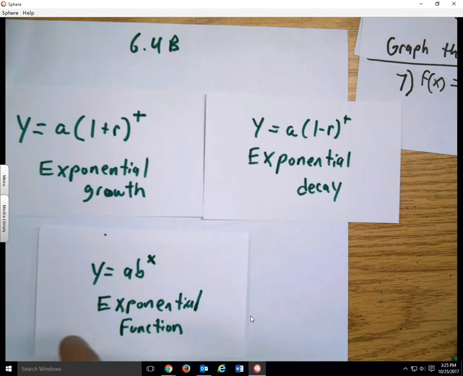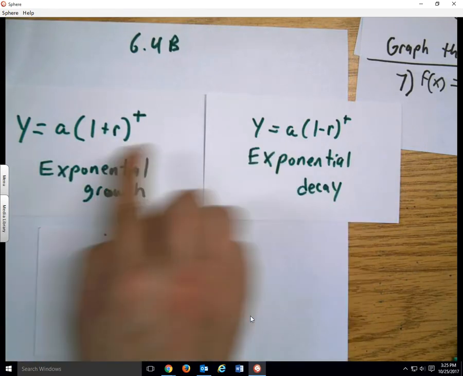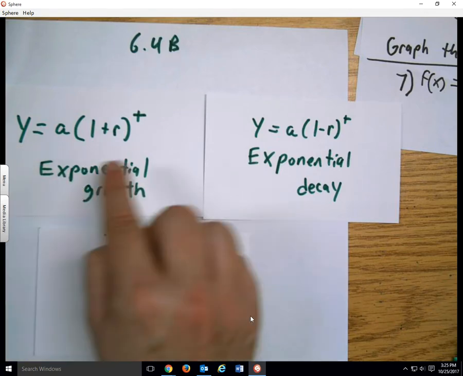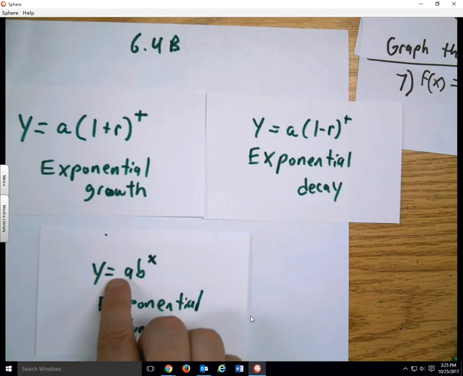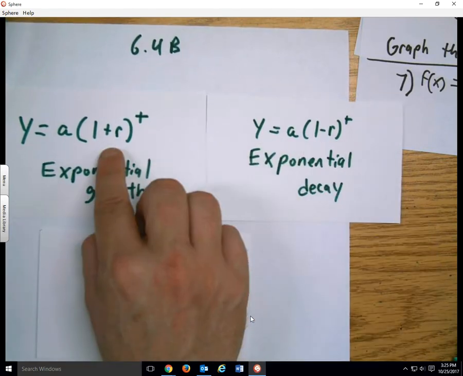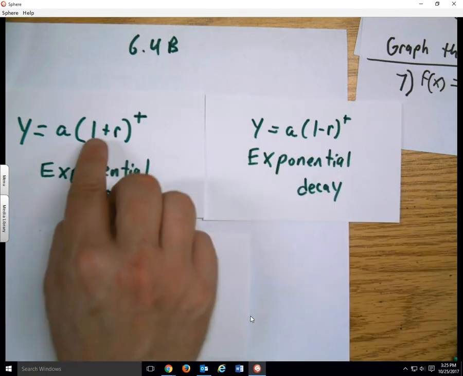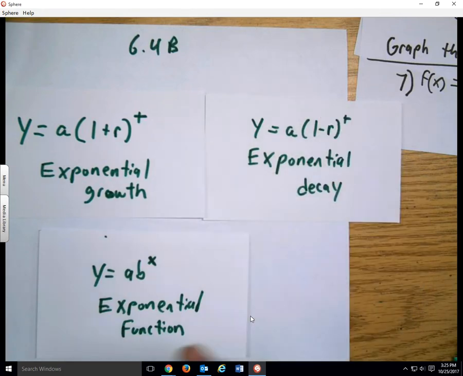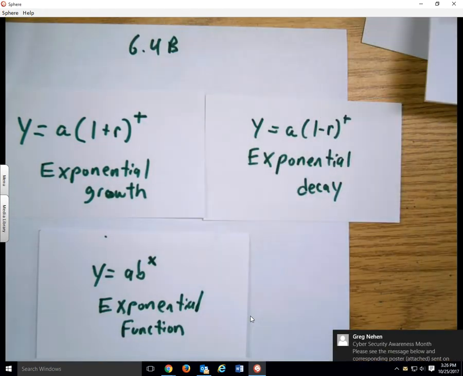Also, just remember that the y is going to be your end result, the output, the final amount. The a is the amount you're starting with, and the minus r or the plus r is called, in this case, the decay factor, or if it's a plus, it's called the growth factor, and the t just stands for the amount of time. This is all review of what we covered last class.